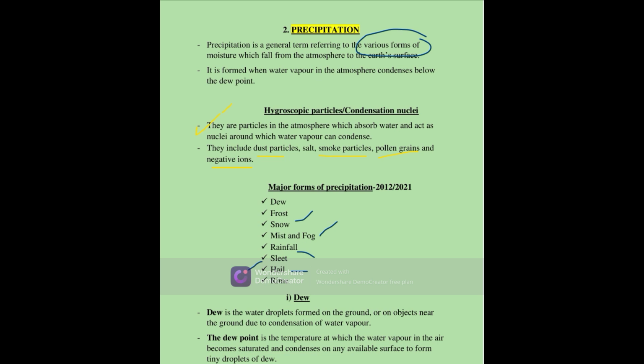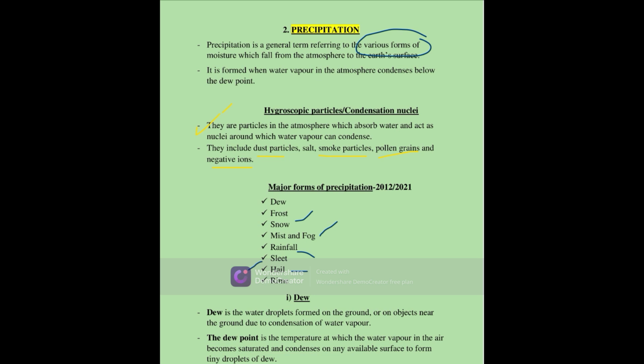So let's start with dew so that we see what it's all about. Dew is the water droplet formed on the ground or on objects near the ground, due to condensation of water vapor. Very early in the morning, you'll be able to see some water droplets on surfaces of objects like the roof, or even the grass, or some other objects. That is what we call dew.